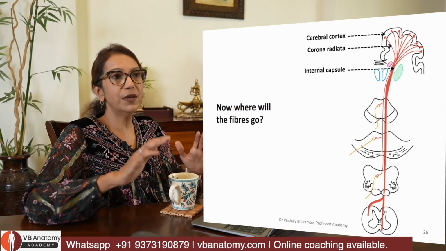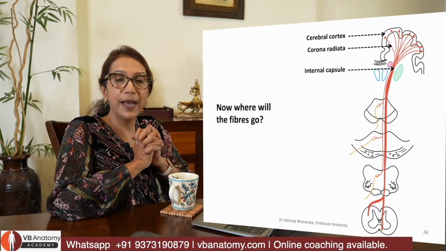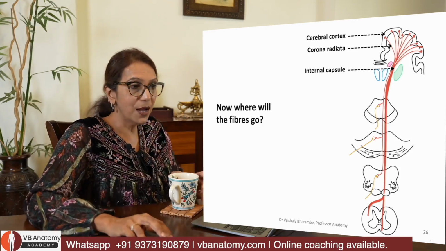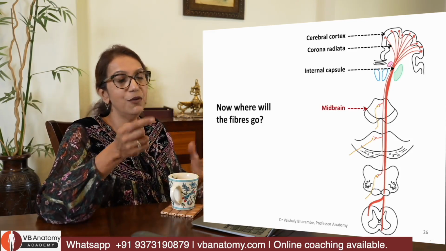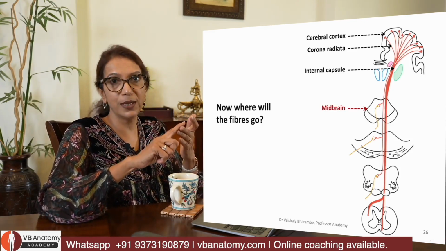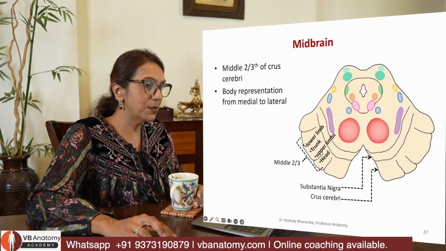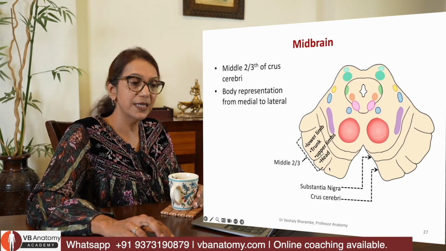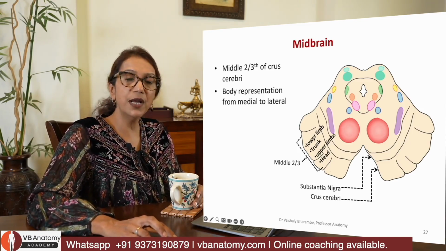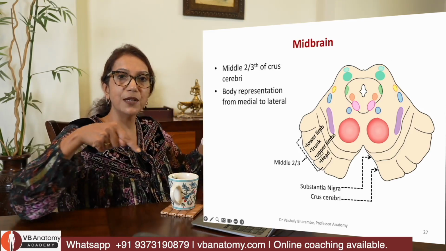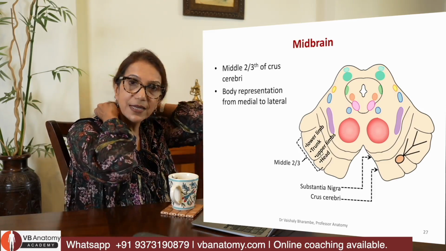Right. So, now the fibers have descended down to internal capsule. Here they are very tightly packed. You've understood this. Now, where do they go? Now, they go to brain stem, which as you know is made up of midbrain, pons, medulla oblongata. So, what happens in midbrain? Here's your crus cerebri where the fibers are present. They are present in such a way that the head, upper limb, trunk, lower limb are situated from medial to lateral like this. Okay. Why am I discussing this?